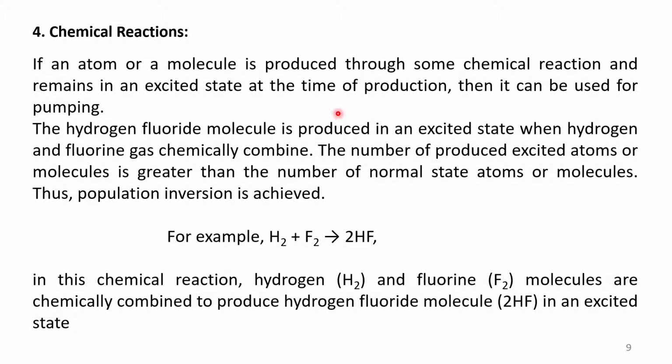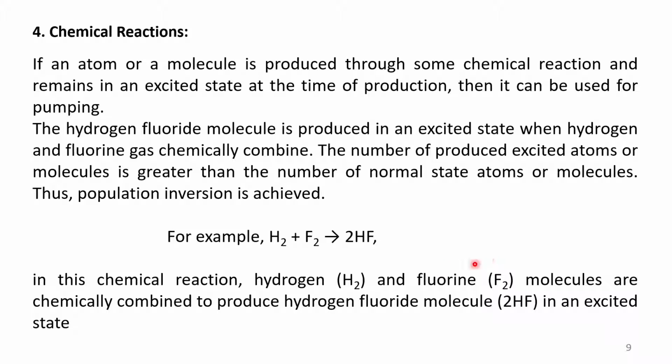Now take one of the examples of how a chemical reaction is used as a pumping source. Take an example here: the hydrogen fluoride molecule is produced in an excited state when the hydrogen and the chlorine gas chemically combine with each other. The number of the produced excited atoms or molecules is greater than the number of the normal state atoms or molecules, and thus the population inversion is achieved there.